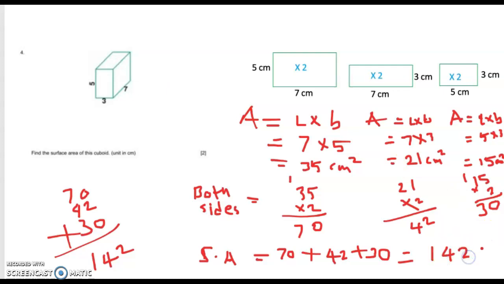Make sure the unit is very important in this kind of numbers. This is centimeter squared. Remember, if it's related to area, it's always squared.